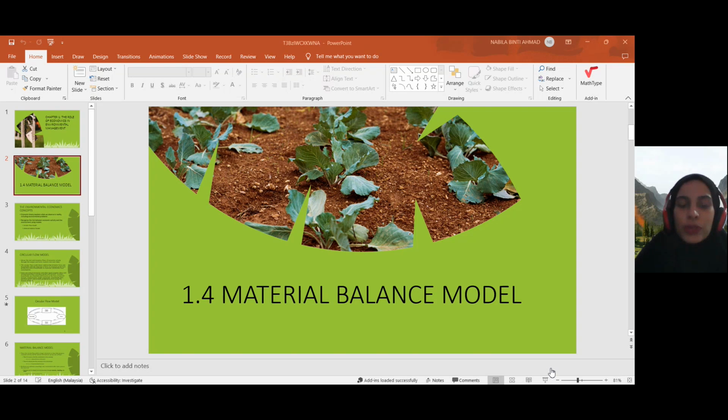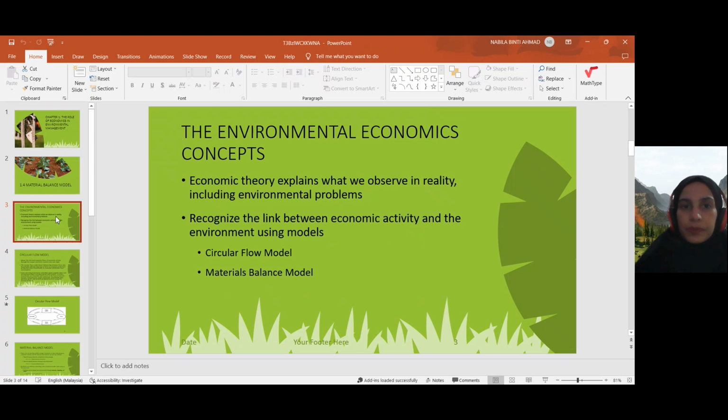Right, now we move to topic 1.4, still in chapter 1, the material balance model. This is the extended version of the circular flow diagram. When we incorporate the environmental part, we have the new model, the material balance model. Environmental economics theory basically explains what we observe in reality, and of course we need to also include the environmental problems.